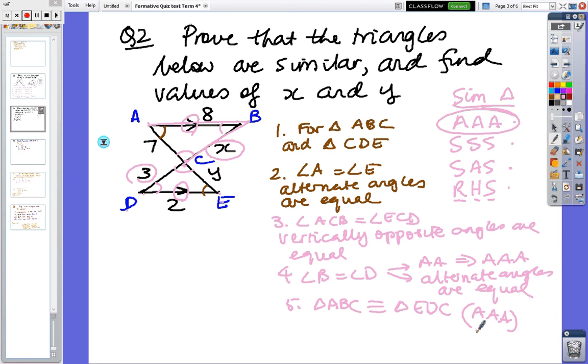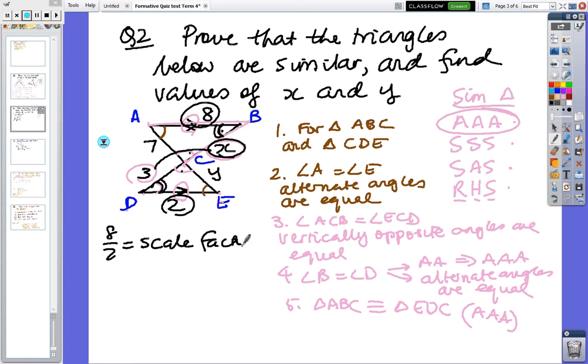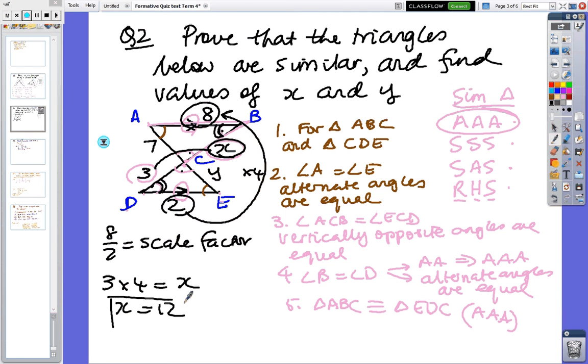Okay, now I've already given you a clue, like angle X, so that angle there was the same as that angle there, so double and the vertically opposite are the same, corresponding, and then what you have to do is work out the ratio, so 8/2 is the scale factor. Okay, so 2 is being multiplied by 4 to get 8, so 3 is being multiplied by 4 to get x, so x equals 12.